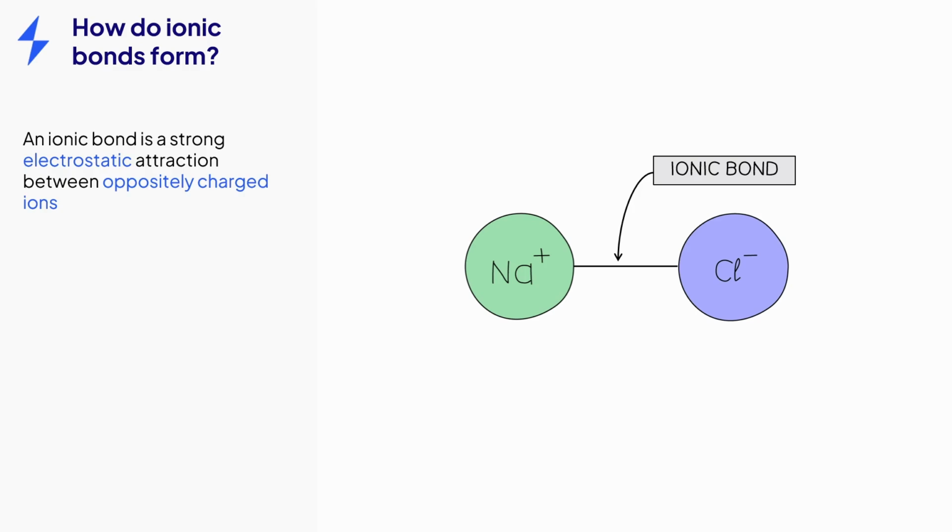So we can define an ionic bond as the strong electrostatic attraction between oppositely charged ions. This is a definition that you need to learn, and it is one that is frequently asked about in exams. You may be asked to state the type of bond that exists in a compound that is unfamiliar to you. Remember that if a compound contains a metal and a non-metal, the type of bond will be ionic.